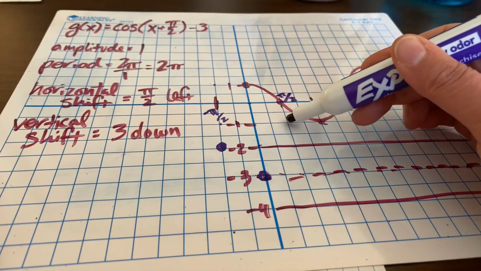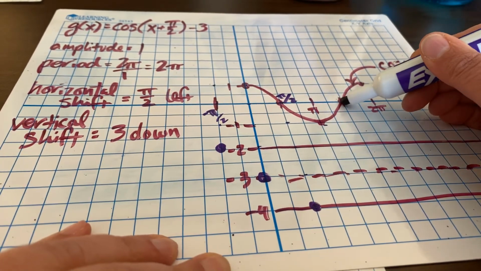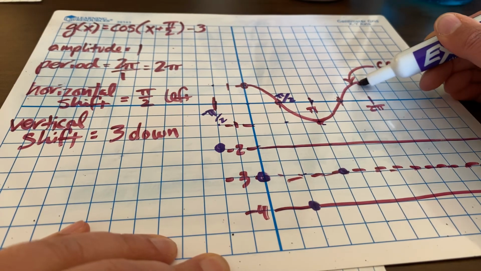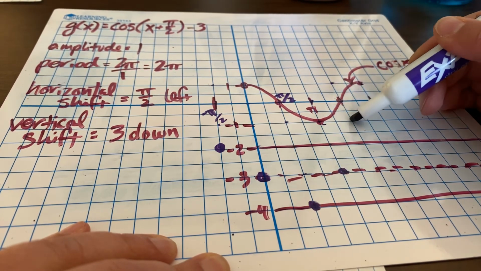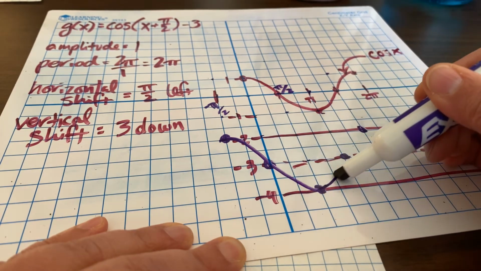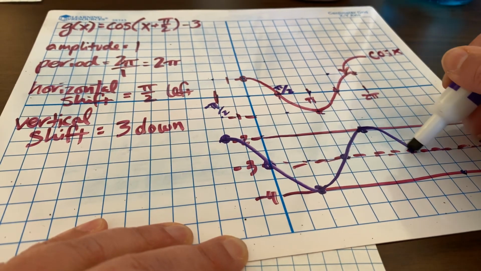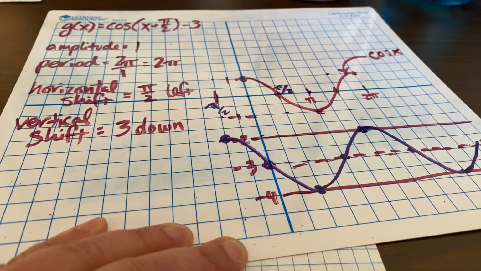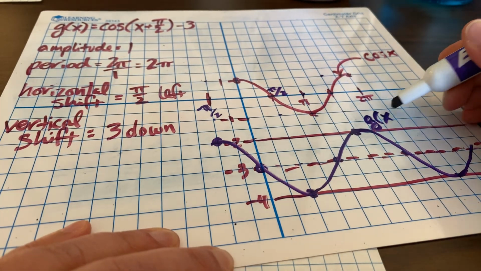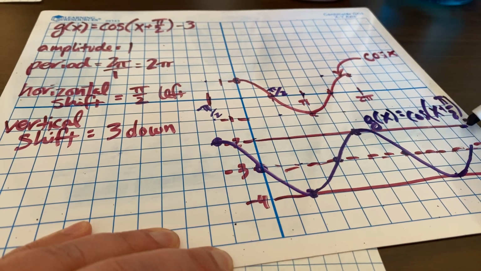This point here is going to go pi over 2 units to the left and then down 3, 1, 2, 3. This guy here will go to the left pi over 2 and then down 3, 1, 2, 3. And this guy right here will go pi over 2 to the left and down 1, 2, 3. And I'm going to connect those dots with a smooth curve. And if I wanted to, I could continue this on further, right? And so here is our graph for g of x equals the cosine of x plus pi over 2 minus 3.